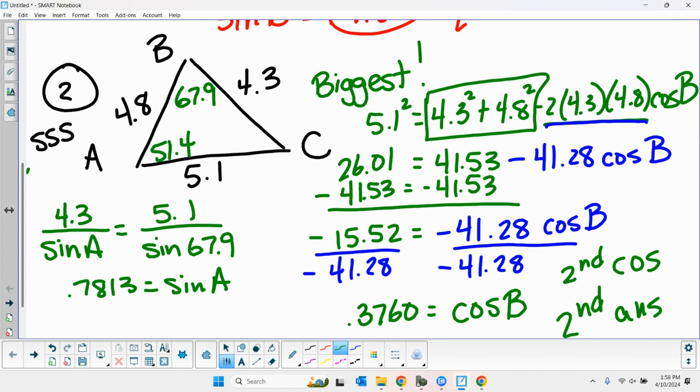So I add 67.9 to that and subtract it from 180, and angle C comes out to be 60.7. Questions on 2? That one takes a little more work. That's just like 5. 2 and 5 are the same type, so I'm not going to do 5 for you because I just did 2. It's the same type: side, side, side. Find the biggest to start.